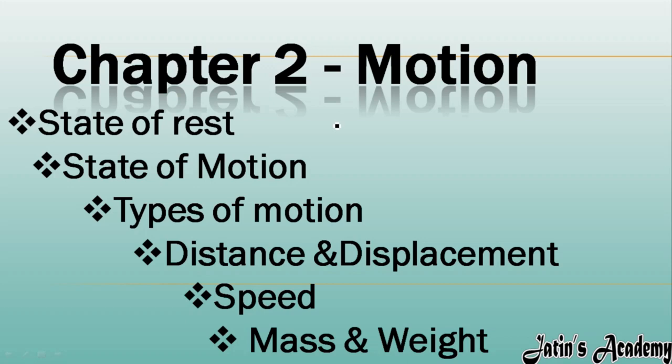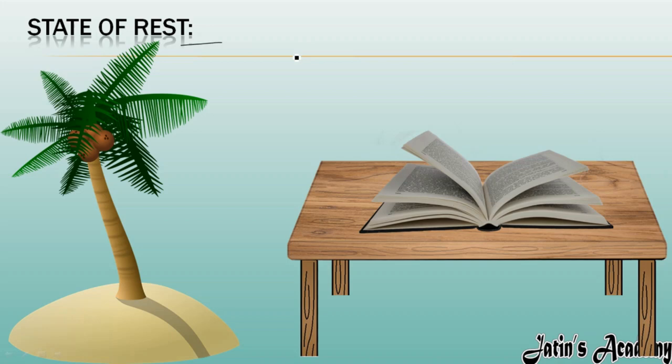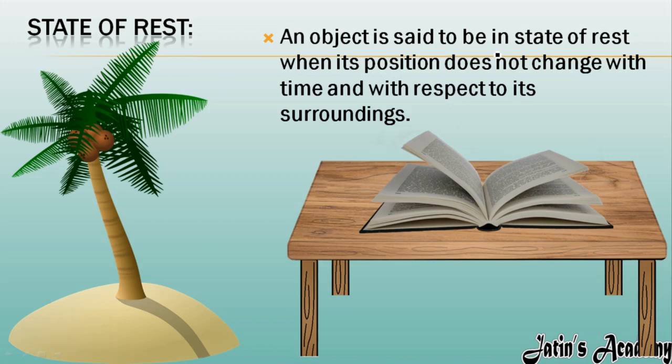So let us start with the first topic, that is state of rest. First of all, we should know the clear difference between state of rest and state of motion. So what do you mean by state of rest? An object is said to be in state of rest when its position does not change with time and with respect to its surrounding. See, for example, this book is lying on the table and this book is not changing its position. Or is the book moving here and there? No. The book is not changing its position with respect to time. With the passing of time, this book is not changing its position, and with respect to surrounding also, the book is in the same place. So you can say that the book is in a state of rest.